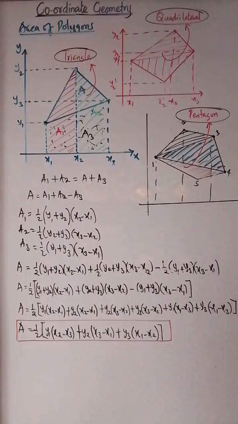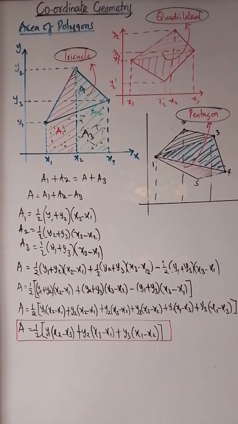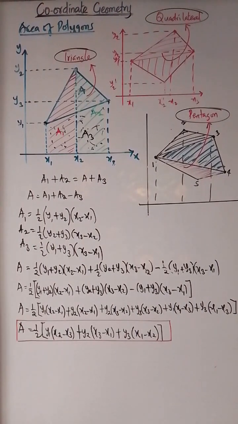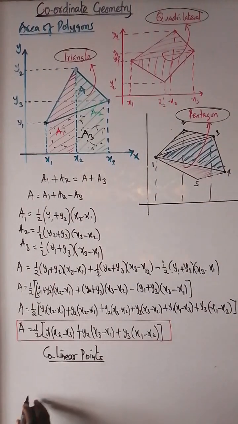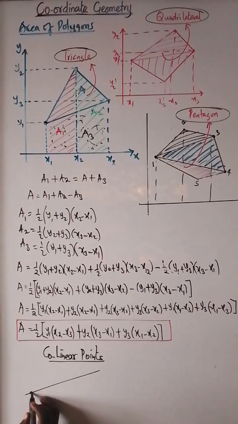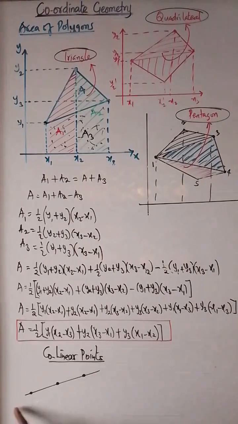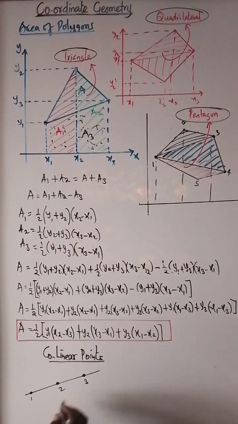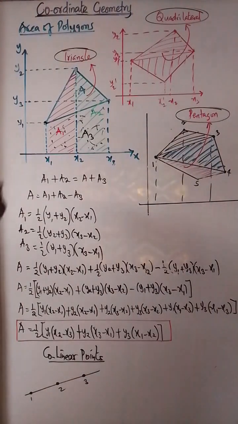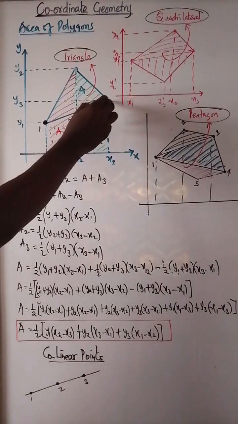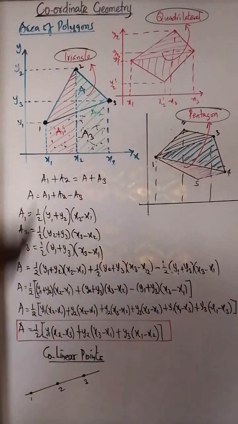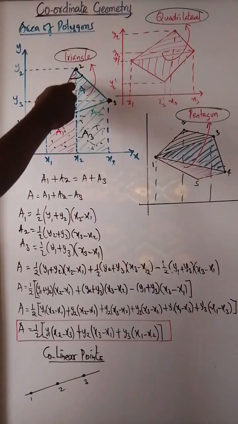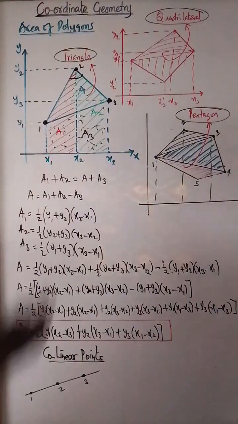Then the last thing we're going to talk about before we go into solving questions is collinear points. When you hear the word collinear points, it means points that appear on the same straight line. This point, this point, this point, they are collinear because they are on the same horizontal line. Now when you come back here, point 1 and point 3 are collinear. But point 2 is not collinear. There's an angle here. But as point 2 approaches this line, this angle will increase till 180.